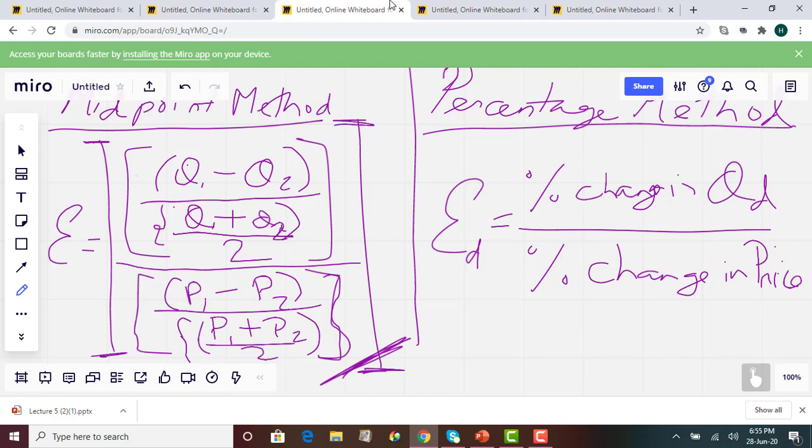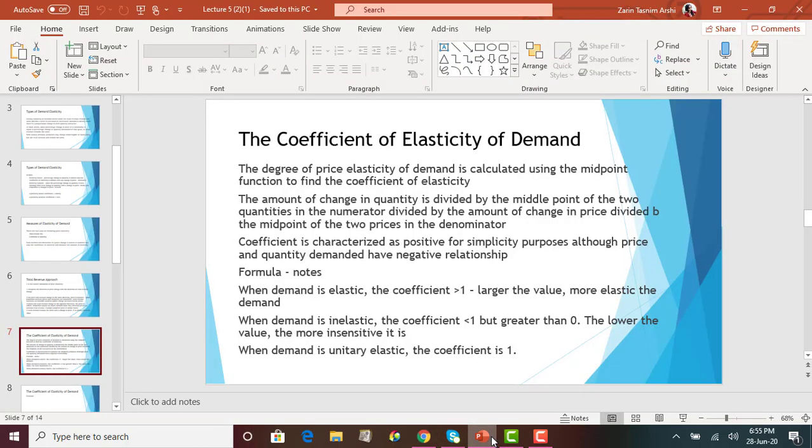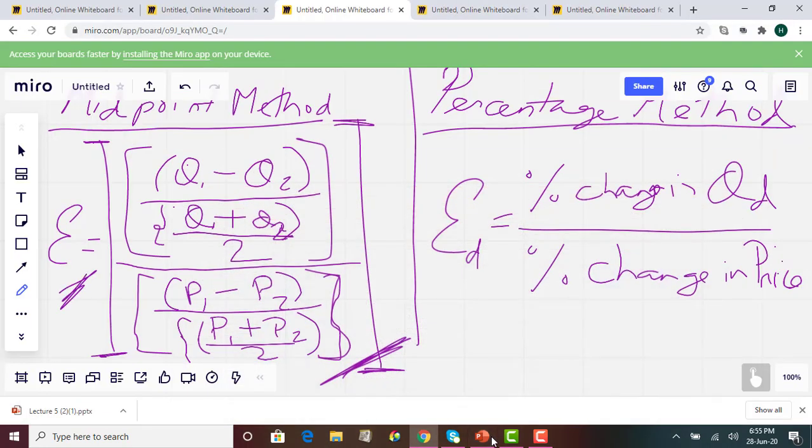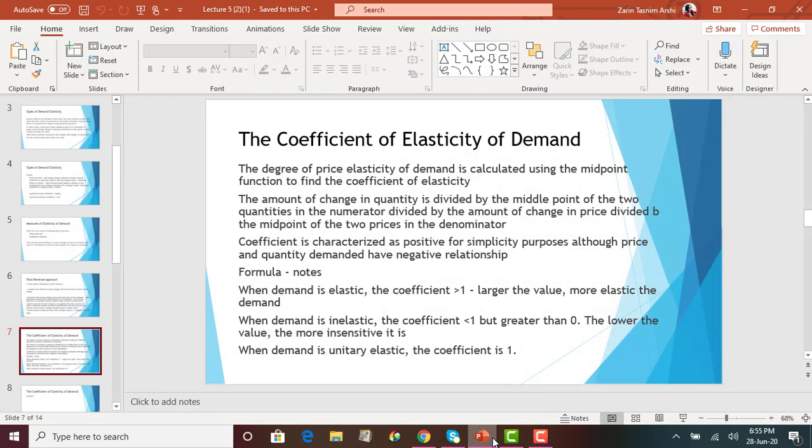Again, you have to remember these formulas. Make sure when you're doing the homework or taking the exam, you have them in your notes, and I will tell you which method to use when you calculate this. Now a couple of things. If you remember from the slide, if the demand is elastic, then this coefficient will be greater than 1, and it can go up to infinity. Anytime it is greater than 1, the demand is elastic.